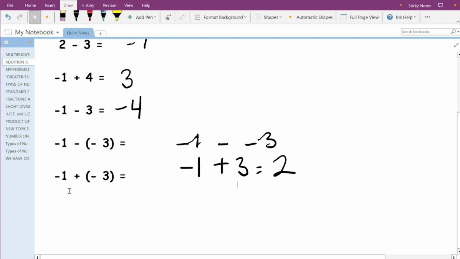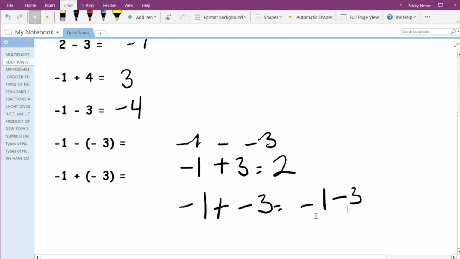For the final question, you have minus 1 plus open bracket minus 3 close bracket. We can open the bracket. You have it as minus 1 plus minus 3. You have this positive and a negative. You have to resolve it into 1. And like I said earlier, when you have a positive and a negative sign, it always turns out to be negative when you resolve them. So you have minus 3. Resolving this plus and minus, you have minus 1 minus 3.